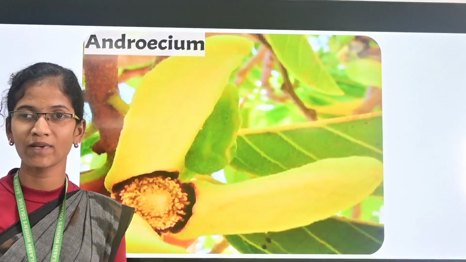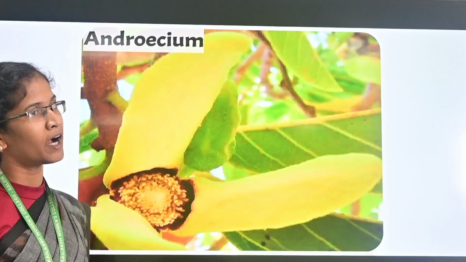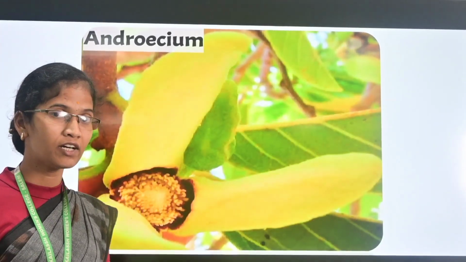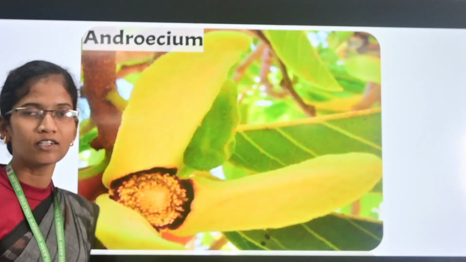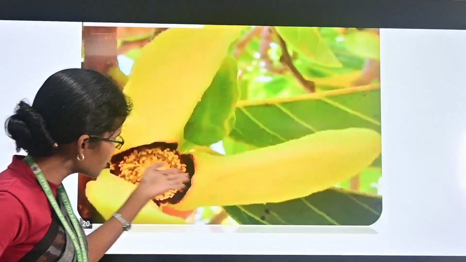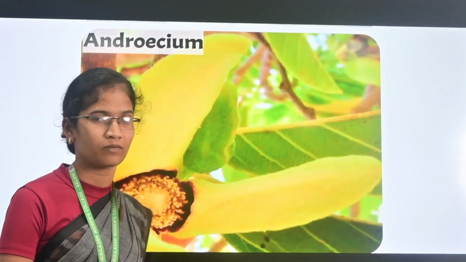Androecium. Androecium is the male reproductive part. Androecium consists of anther and filament. Here anthers are dorsifixed and dithecous. Numerous anthers are present, and the filament is very short.